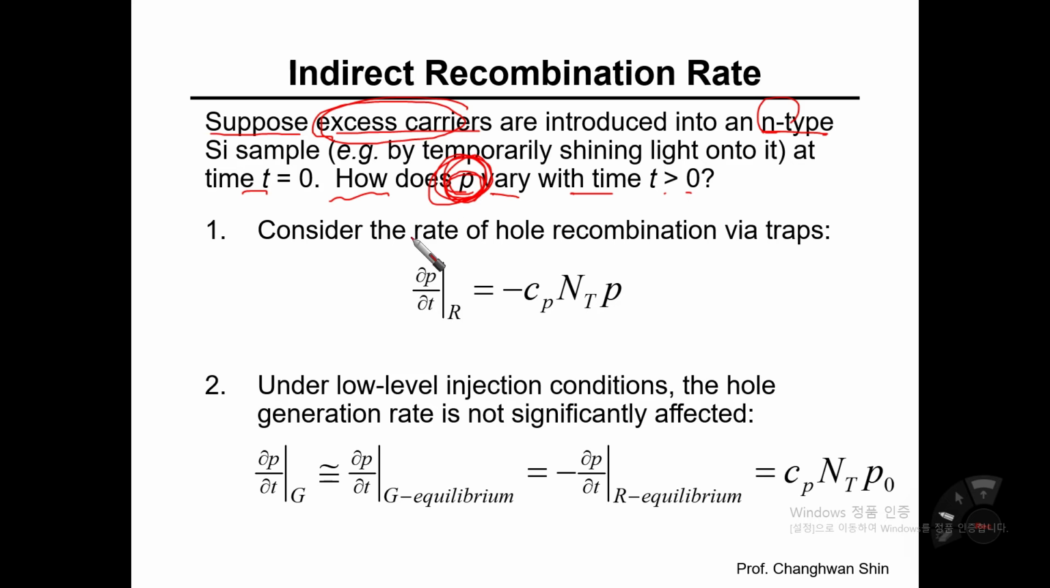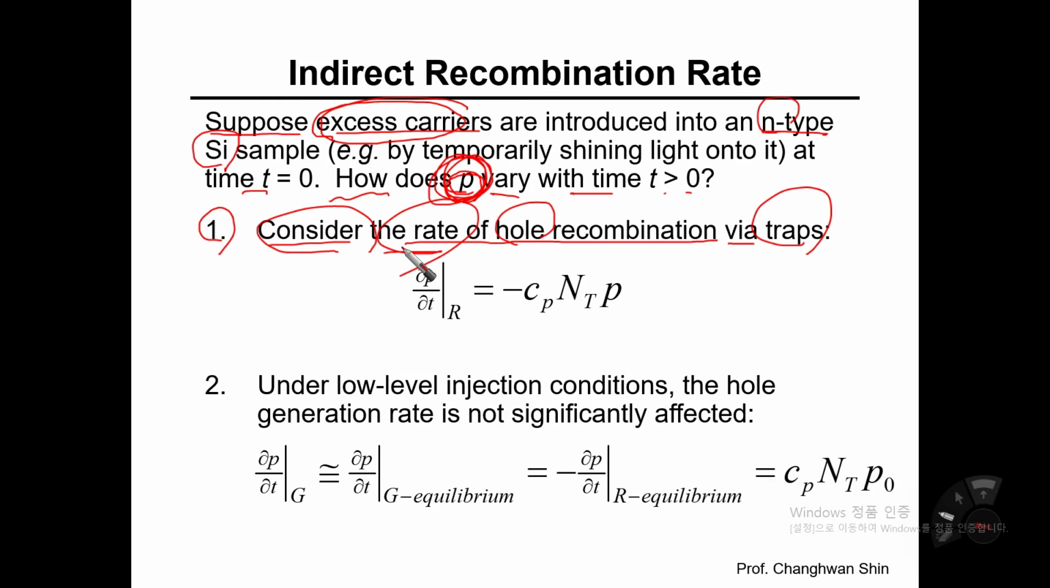So let's estimate it. Step number 1 is, let's consider the rate of hole recombination via traps. Previously I said the recombination process in silicon material is dominantly governed by RG centers. The RG center is named a trap because it is capturing free electrons or holes. So the rate of hole concentration change via traps: let's consider how to calculate it and express it mathematically.